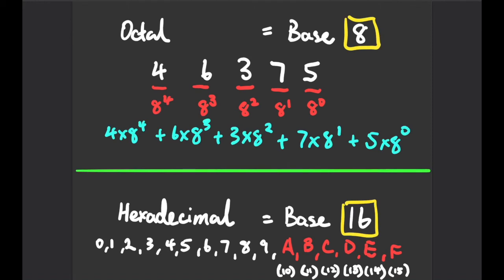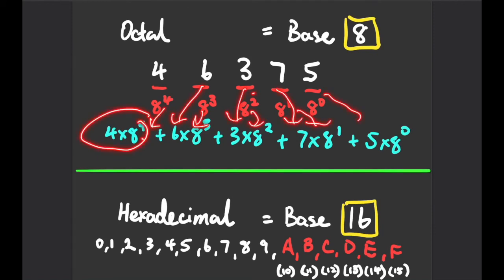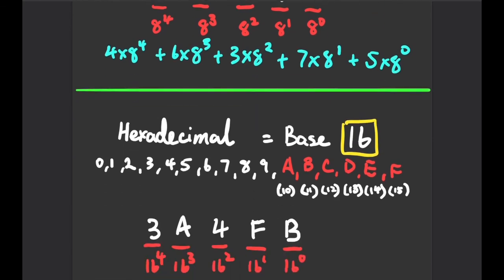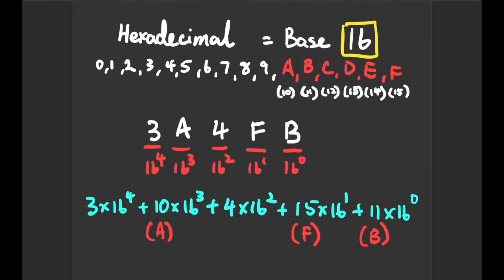Very similar to binary as well as decimal, each of these digits represents different values. The rightmost digit represents 8 to the 0th power, and then 8 to the 1st, 8 to the 2nd, and so on. And so 46375, if you were to convert it into a base 10 number, would become 4 times 8 to the 4th, 6 times 8 to the 3rd, 3 times 8 to the 2nd, 7 times 8 to the 1st, and 5 times 8 to the 0th. This is base 8.